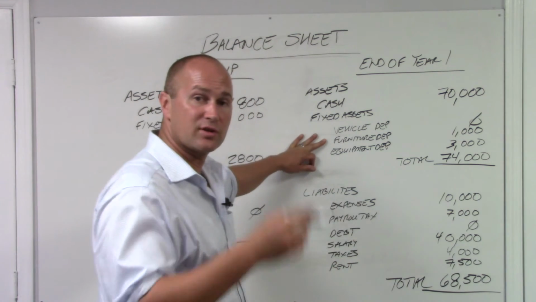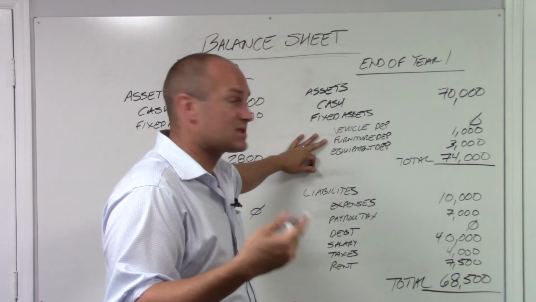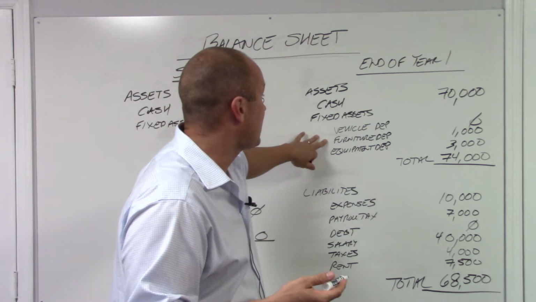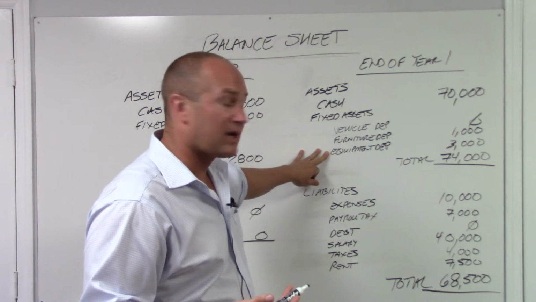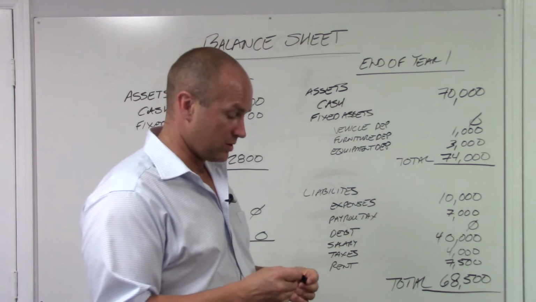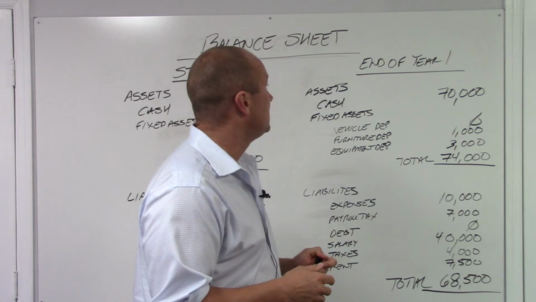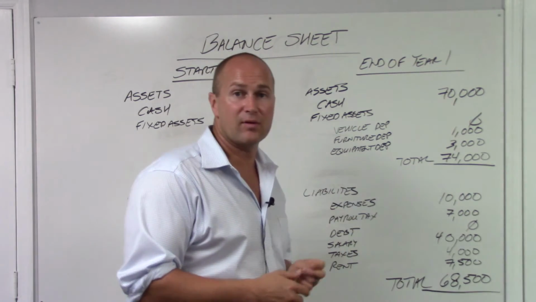Just like our furniture, it's going to depreciate as we use it and it gets worn down, but you still have some value there. So say we have $1,000 worth of assets in furniture. We did buy some more equipment, but now maybe we just have $3,000 worth of equipment in the clinic. So we have total assets of $74,000.